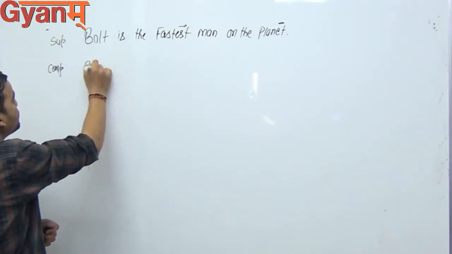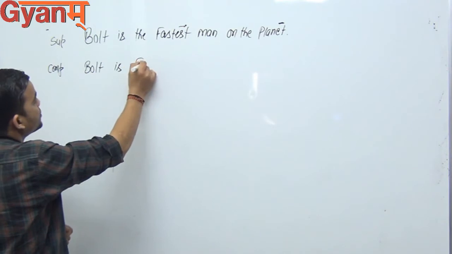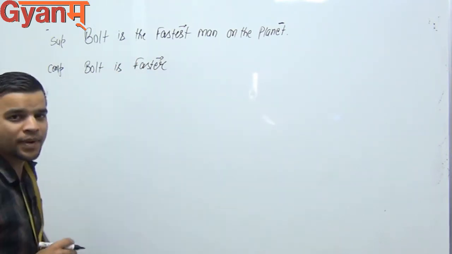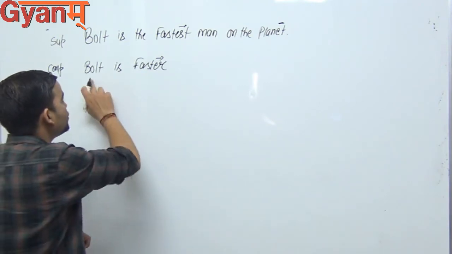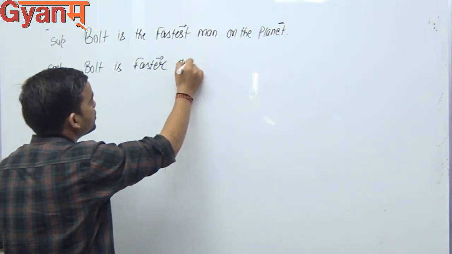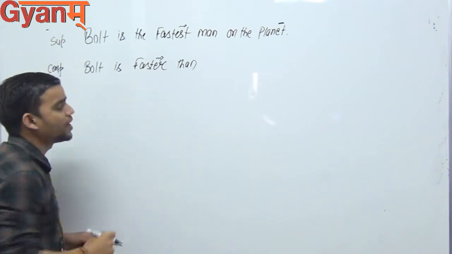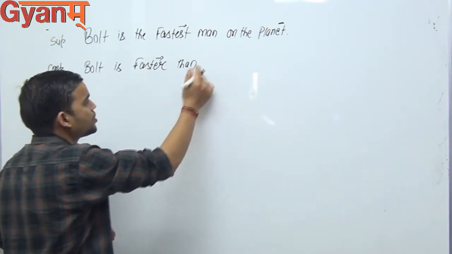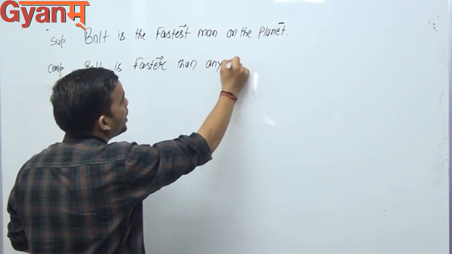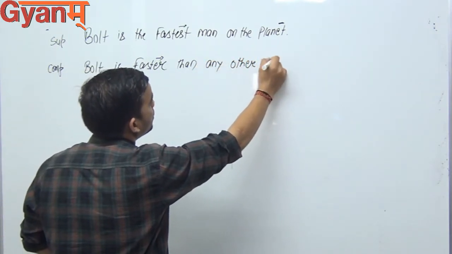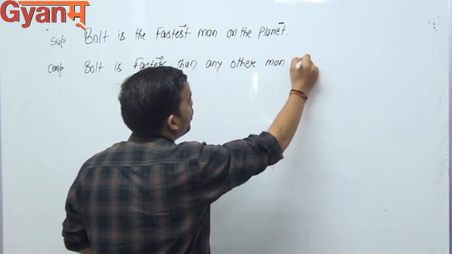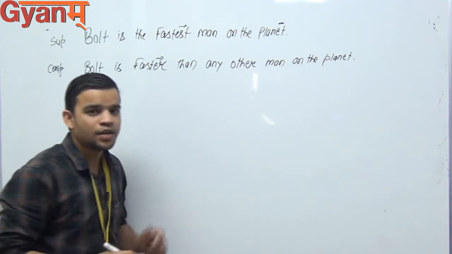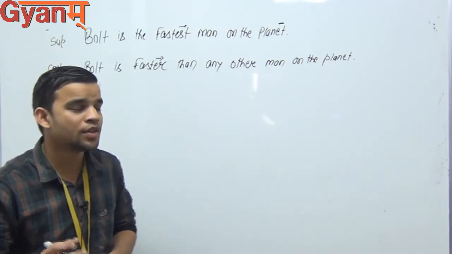So I can write it as Bolt is faster. As I have already told you, faster is the identity of comparative degree of adjective. Bolt is faster than, which is also followed by the comparative degree of adjective. So I have written Bolt is faster than any other man on the planet.